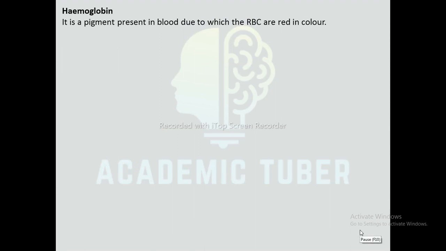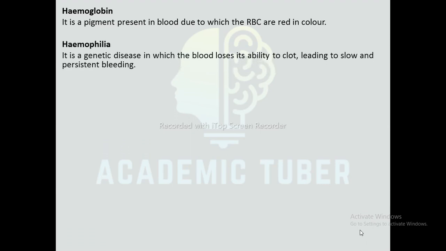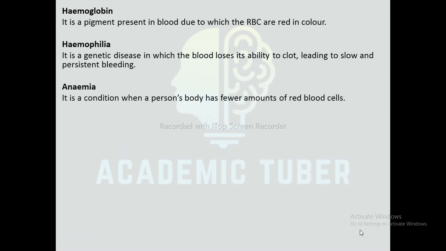Now I have included few short questions that might be asked in 1 marks. First one, hemoglobin. It is a pigment present in blood due to which the RBC are red in color. Hemophilia. It is a genetic disorder in which the blood loses its ability to clot, leading to slow and persistent bleeding. Anemia. It is a condition when a person's body has fewer amount of red blood cells.